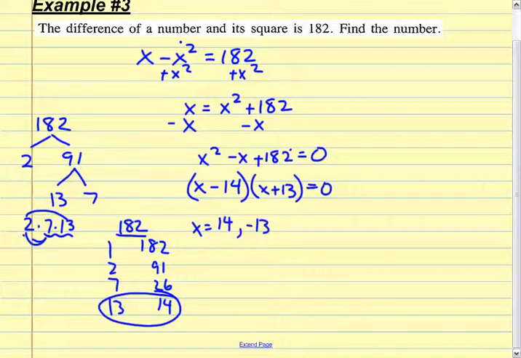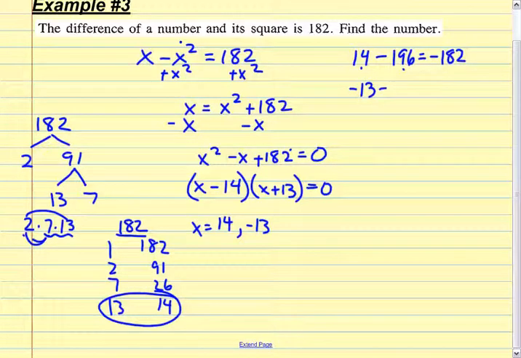Now let's check them. Let's see if that's true. It says the difference between a number and its square is 182. Okay? All right. The difference between a number and a square, 14 minus 196 is equal to negative 182. Right? A number and its square. What about this one? Negative 13 minus 169. What's that going to be? Negative 182. Okay. That's interesting, because I think that's supposed to work out right, but they've got negatives in there.